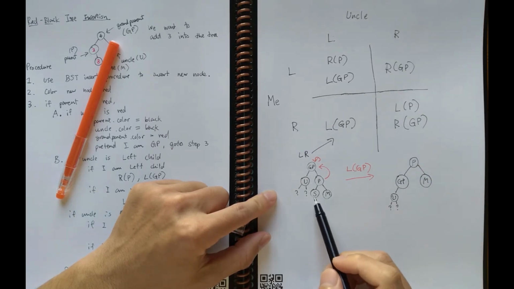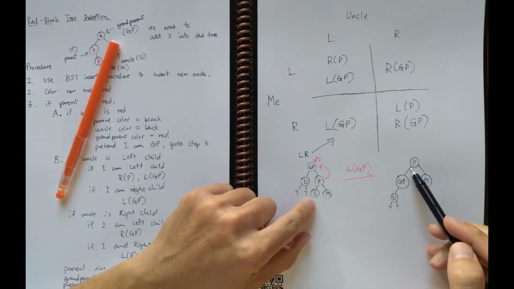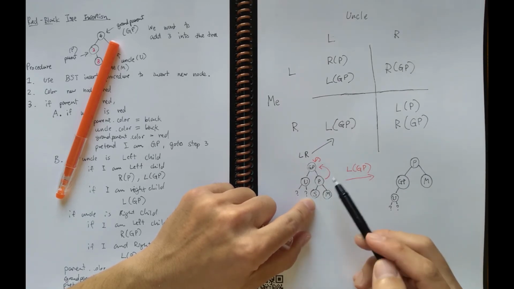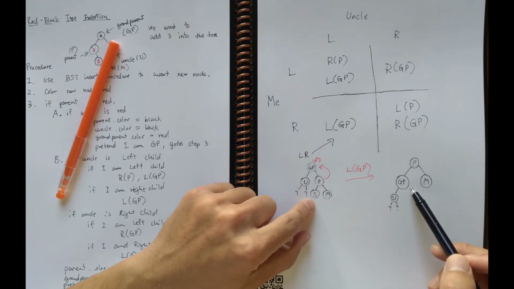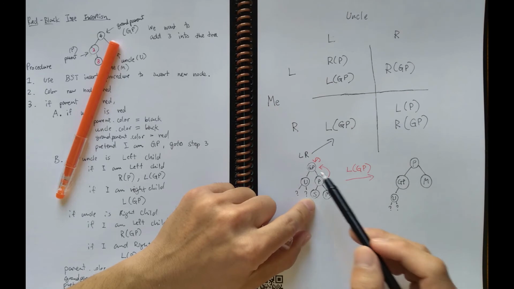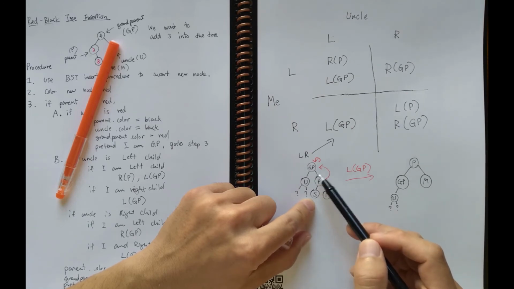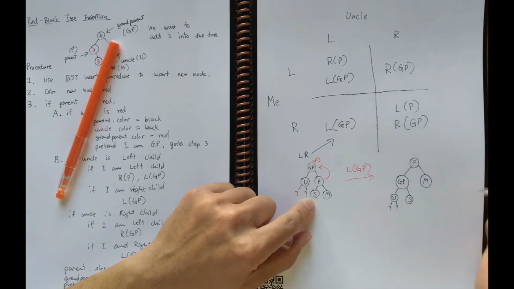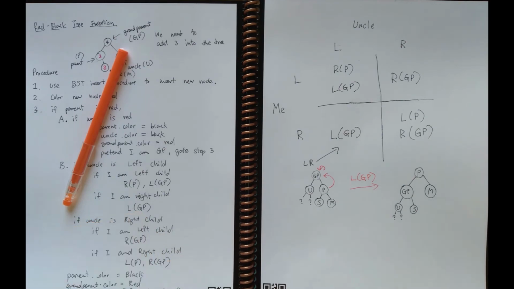Now, where does my sibling go? Well, my sibling previously was the left child of P, but now the left child of P has been taken up by the grandparent. But by moving the grandparent to the left, now the grandparent's right link frees up. So that's precisely where we're going to place my sibling. So this is what happens when you do a left rotation.